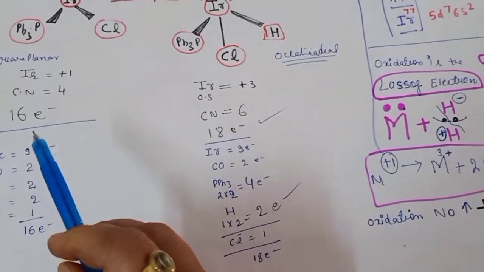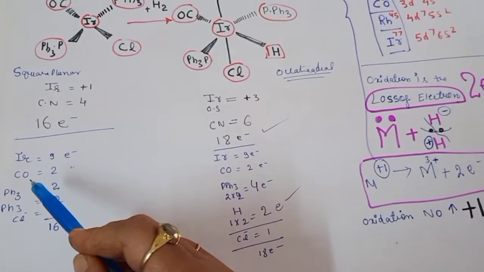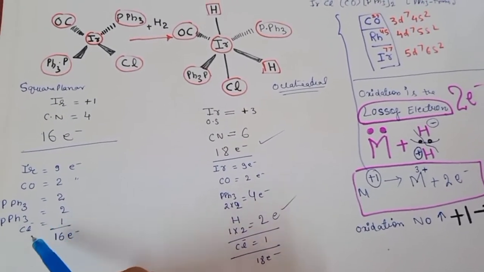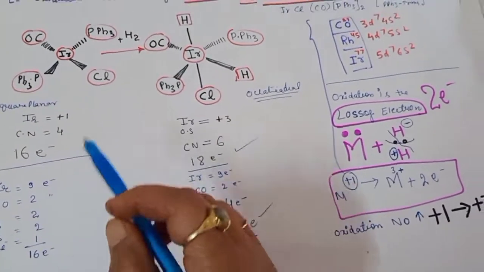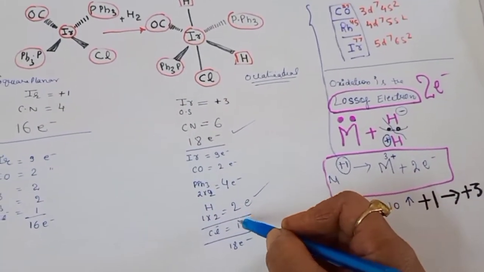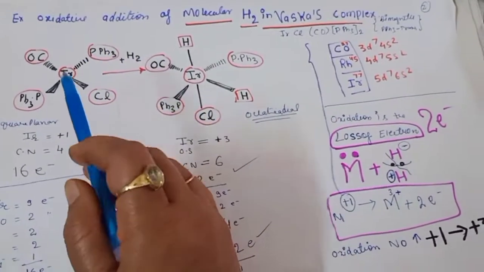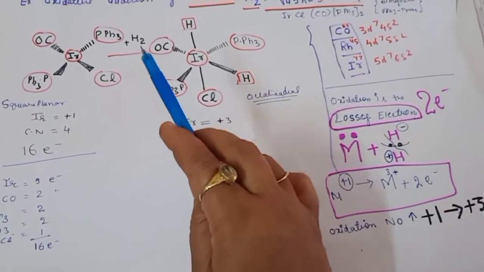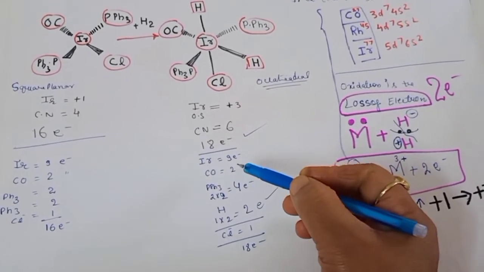We know that for iridium the configuration is 5d7 6s2, so it will contribute 9 electrons. Carbonyl will contribute 2 electrons, and each PPh3 contributes 2 electrons. The chlorine anionic ligand will contribute 1 electron, total 16 electrons, before the 2 anionic hydrogen ligands are added. This will oxidize the iridium, which loses 2 electrons. So this process is an oxidative addition reaction. Here 2 more anionic ligands are added, so the total number of electrons will be 18.